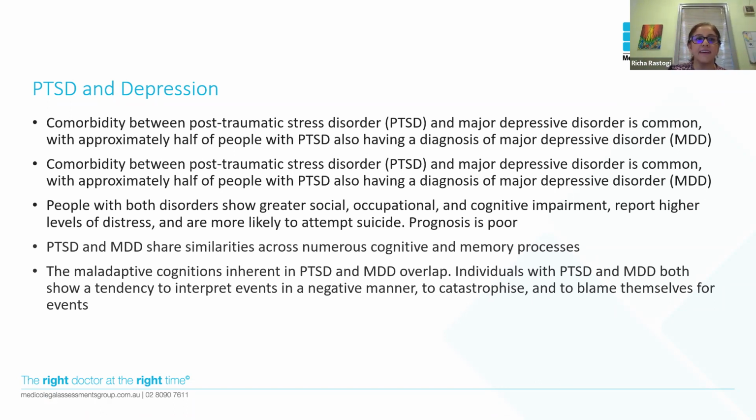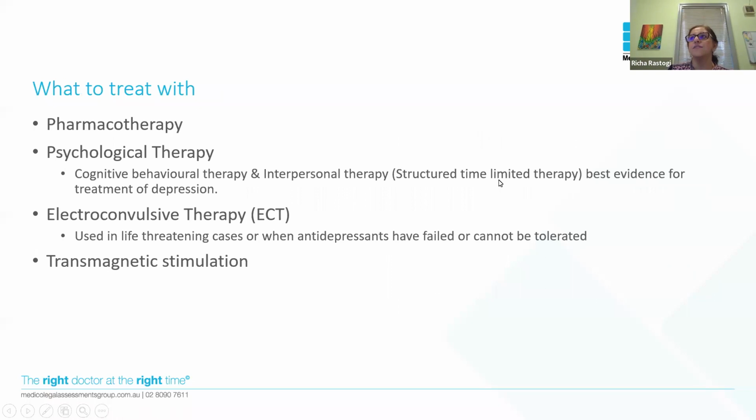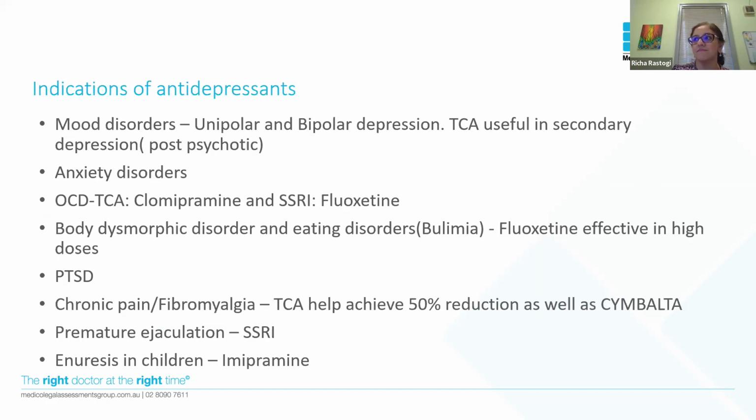I'll go to the next slide. So these are just some of the domains of treatment we use, as you know: pharmacotherapy, psychological therapy, different ones. CBT is, of course, the most common. We use ECT, and we are also starting to use transcranial magnetic stimulation now. Can we go to the next slide?